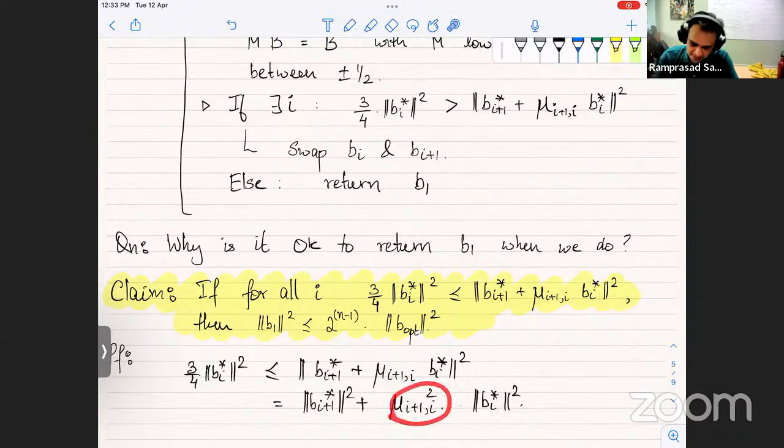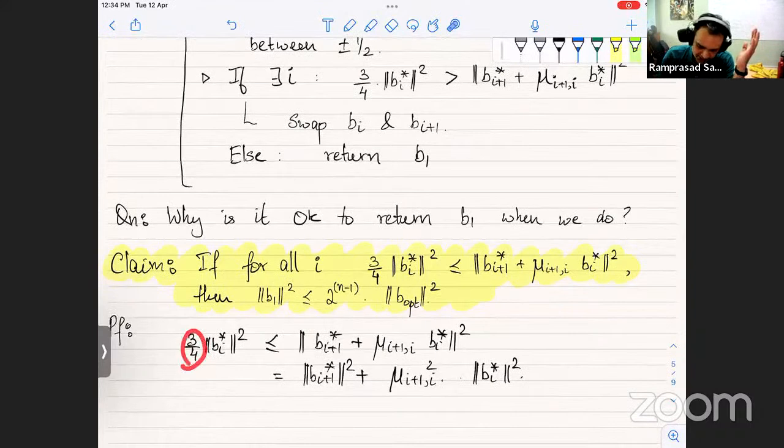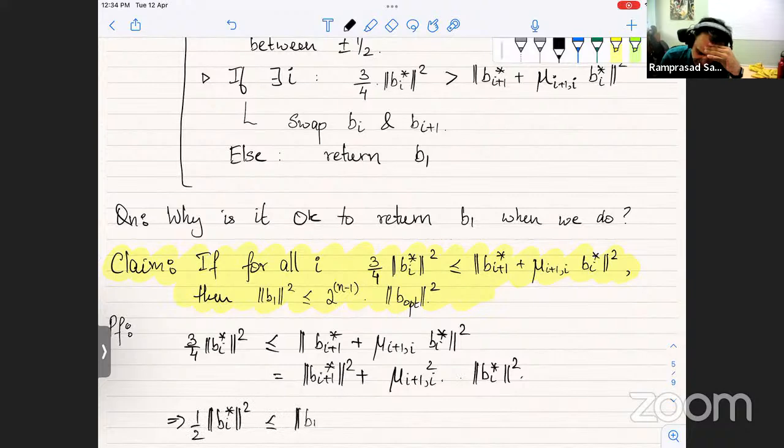What do I know about this? Mu i plus 1 comma i was somewhere between plus half and minus half. So therefore, this is somewhere between 1/4, I mean, it's no more than 1/4. And there is a 3/4 on this side. So which basically will tell me that the norm of b_i star squared, half of it is at most the norm of b_{i+1} star. Okay, so I'm going to write this slightly differently. I'm going to basically say this is at most twice.